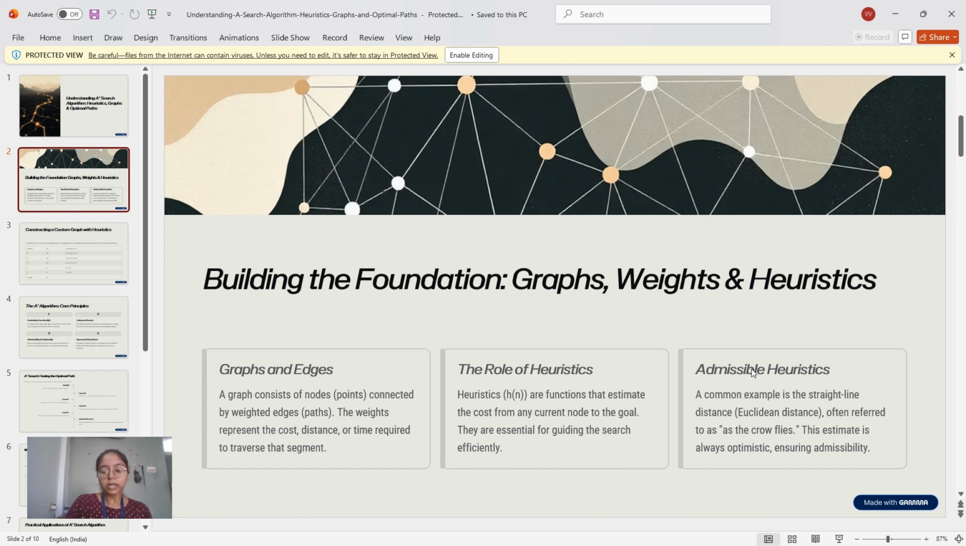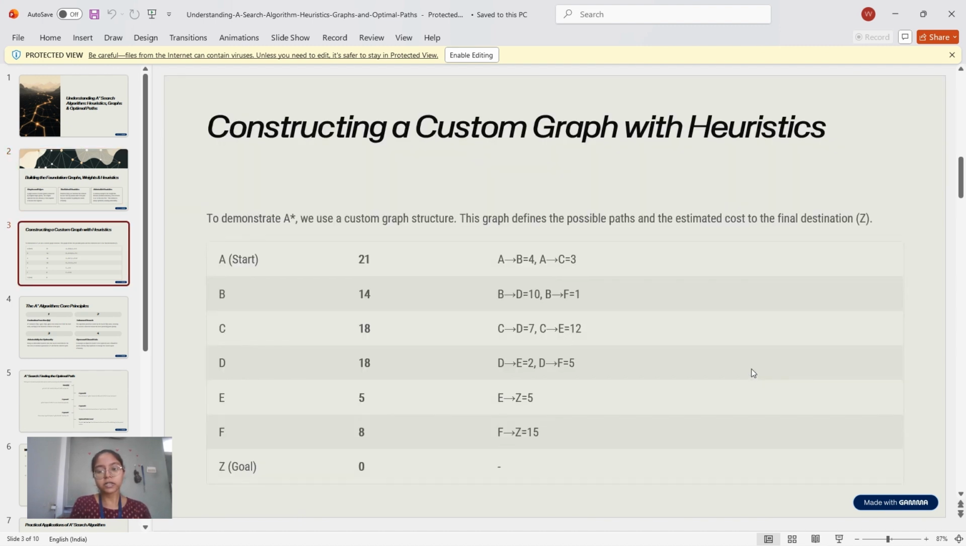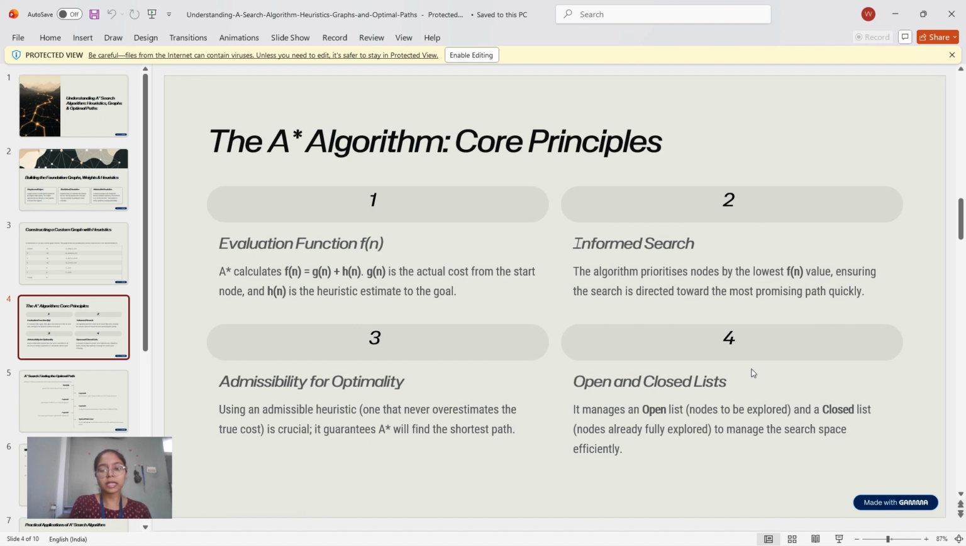So, how does A-star search work? A-star search works with a formula called f of n equals g of n plus h of n, where g of n is the actual cost from the start node and h of n is the estimated heuristic cost to the goal node. This algorithm always expands the lowest f of n value, so this keeps the search directed towards the most promising path. A-star search also consists of two lists, the open list and the closed list. The open list holds nodes still to be explored, and the closed list holds nodes that were already explored.